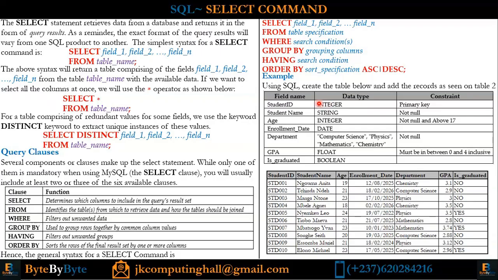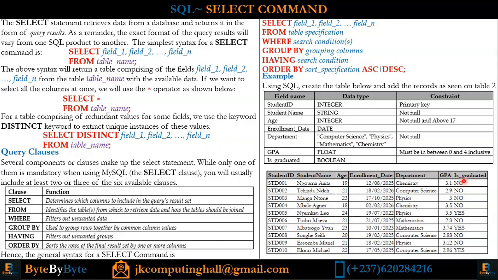First of all, we see that student ID is not an integer, because it contains text values. So we are going to use a varchar of size 6. Then student name is a string. Age, an integer. Enrollment date, a date. Department, enum, because the only values accepted are computer science, physics, mathematics, and chemistry. Then we have GPA, which is a float. And then we have is graduated, which is a boolean, either yes or no. Remember that yes is similar to true, and no is similar to false.